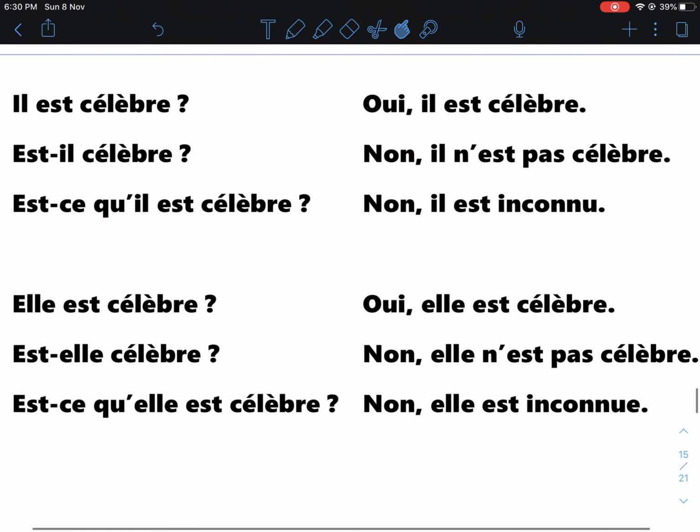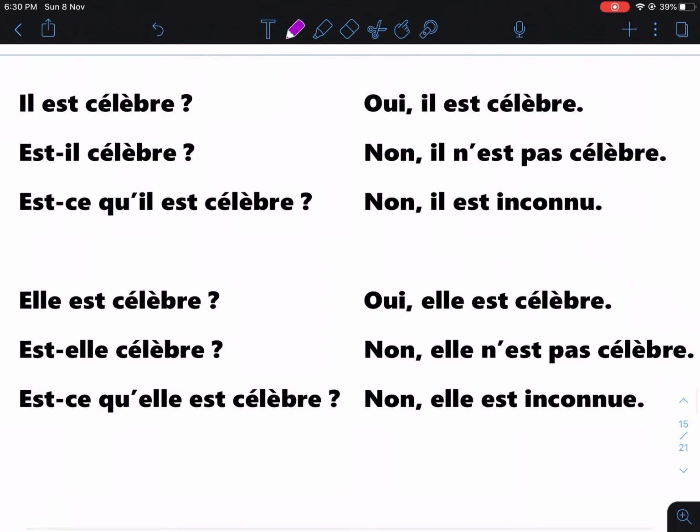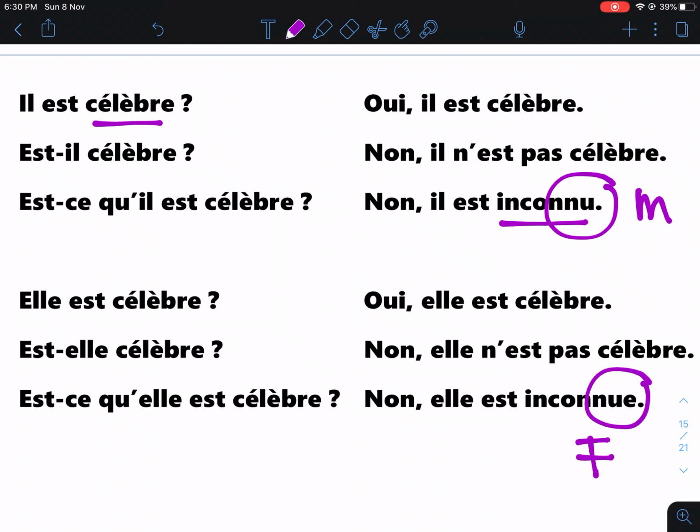Let's move to this one. You have a few adjectives as well here. New adjective, célèbre. Célèbre is not a celebrity, but it is famous. So you have inconnu. Inconnu means unknown, okay? Not famous. Inconnu like this for male, and inconnue written with E for female. All right, so let's look at the questions and answers.